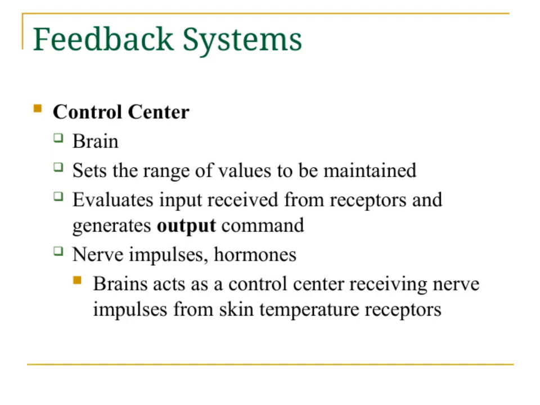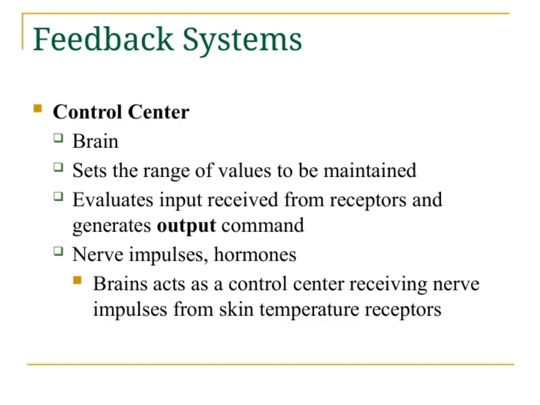Let's talk about the control center in our body. The brain acts as this control center, and its main role is to set the range of values that need to be maintained, like our body temperature or blood sugar levels. It constantly evaluates the input it receives from receptors. Those are specialized cells detecting changes, such as temperature receptors in our skin. Based on this information, the brain generates an output command to bring things back to normal. This output can travel through nerve impulses or hormones, depending on what's needed.